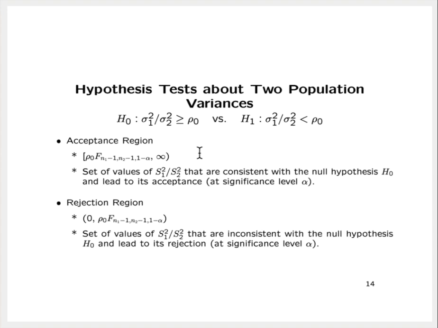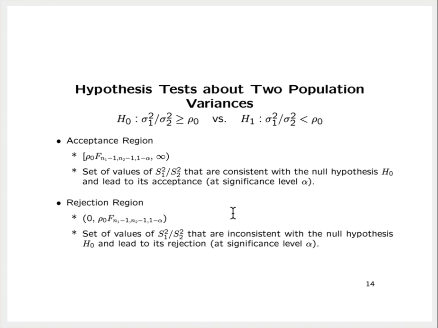The acceptance region for this test would be the interval of values with lower endpoint given by rho sub 0 times this F value, which again is the 1 minus alpha upper percentage point of this F distribution. So all values on the real line greater than or equal to that value. This is the set of values of the ratio of the sample variances that are consistent with the null hypothesis and lead to its acceptance at a significance level of alpha.